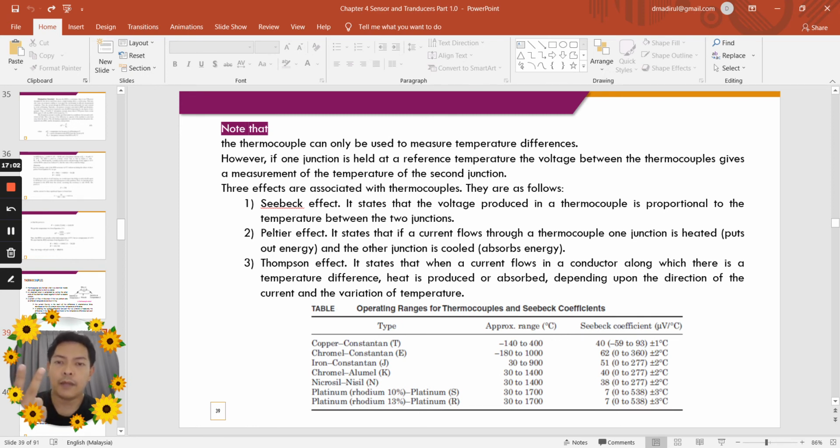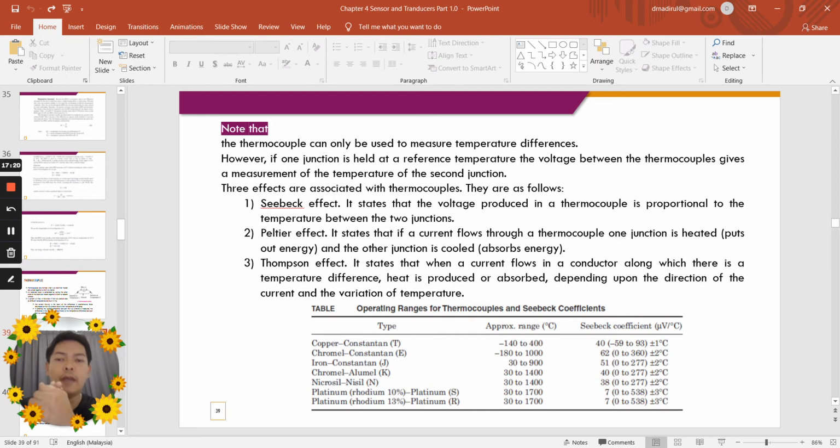Another effect associated with the thermocouple is the Peltier effect. It states that if a current flows through a thermocouple, one junction is heated and puts out energy, and the other junction is cooled. So one junction is heated, another junction is cooled. This is known as the Peltier effect.